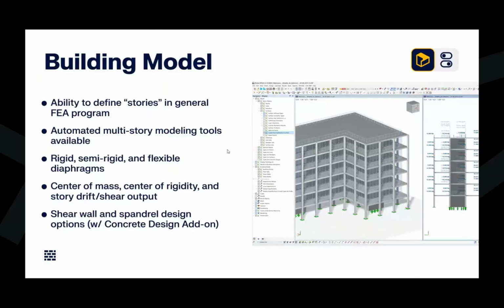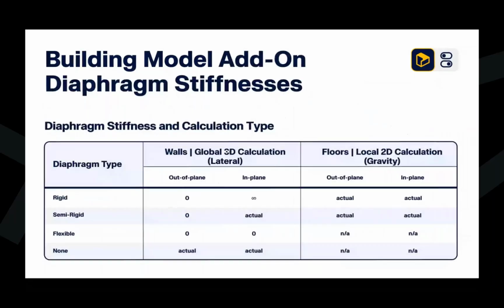Whereas without these multi-story modeling tools, I would have to manually replicate that column at each story level. This also releases our diaphragms. Within the building model add-on, we can specify rigid, semi-rigid, and flexible diaphragms. I will jump to this next slide quickly just to speak a little bit more about the diaphragms and the stiffnesses that we offer. So again, we have these various diaphragm types.